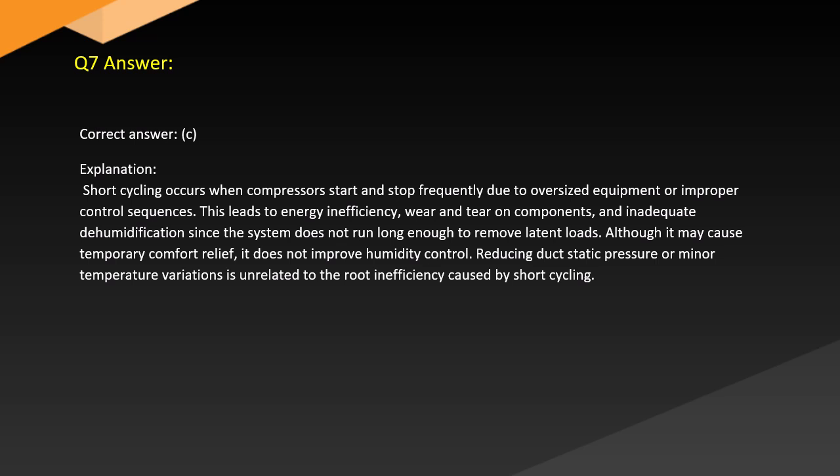Answer. Correct answer. C. Explanation. Short cycling occurs when compressors start and stop frequently due to oversized equipment or improper control sequences. This leads to energy inefficiency, wear and tear on components, and inadequate dehumidification since the system does not run long enough to remove latent loads. Although it may cause temporary comfort relief, it does not improve humidity control. Reducing duct static pressure or minor variations is unrelated to the root inefficiency caused by short cycling.